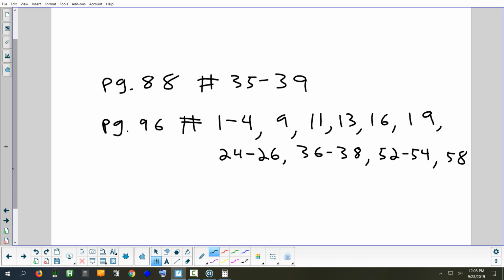Okay, so the homework on page 88, that's a break-even problem. The whole thing, 35 to 39. And then on page 96, that's on solving linear and quadratic equations. We'll take a look at that tomorrow. And then tomorrow, we're just going to focus on section 2.4.